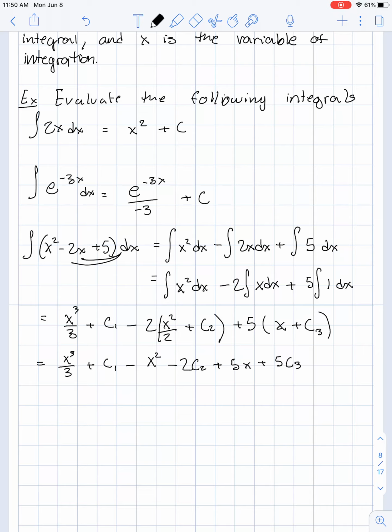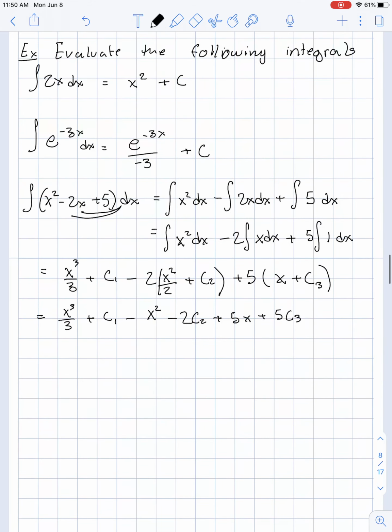The reason I'm not just collecting all of these c's right yet is because I want to show you how we can call big C c1 plus 2c2 plus 5c3. So I'm collecting all of my constants that came from each individual integral above, and I can just make it one big C. Plus my constant.